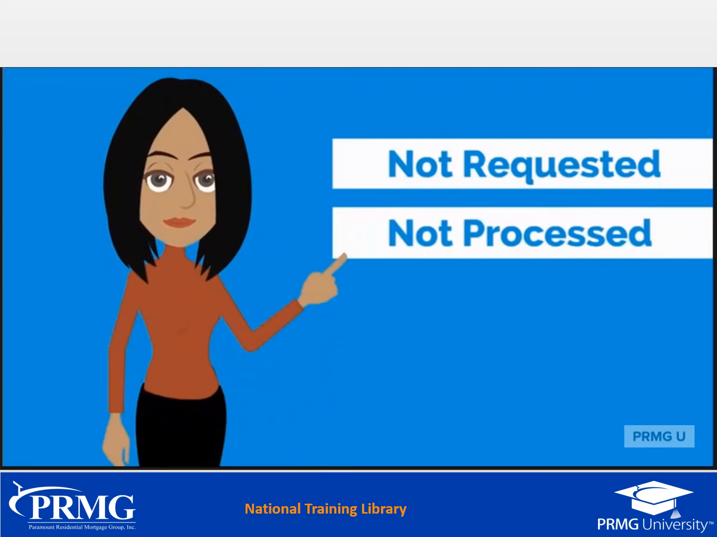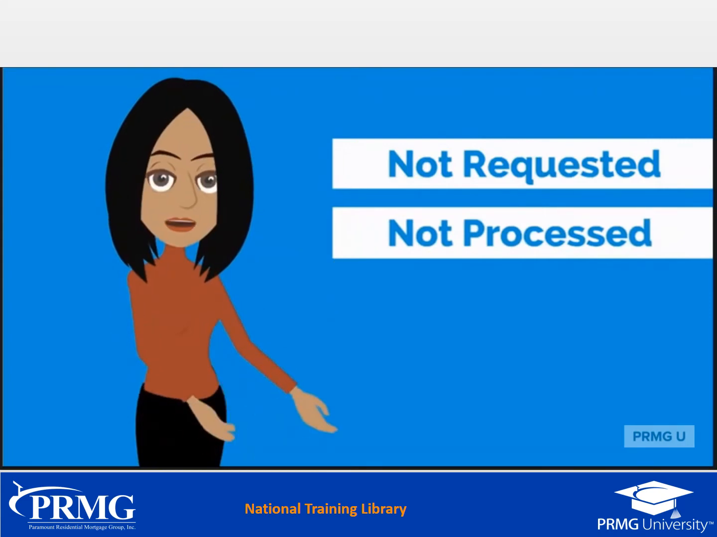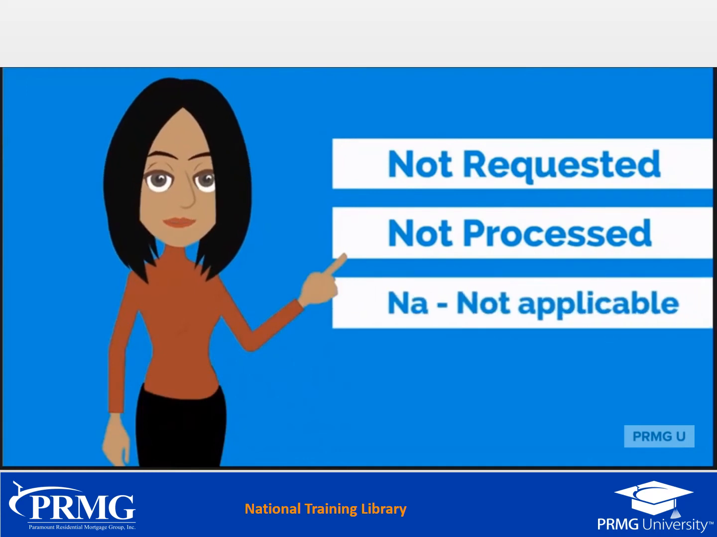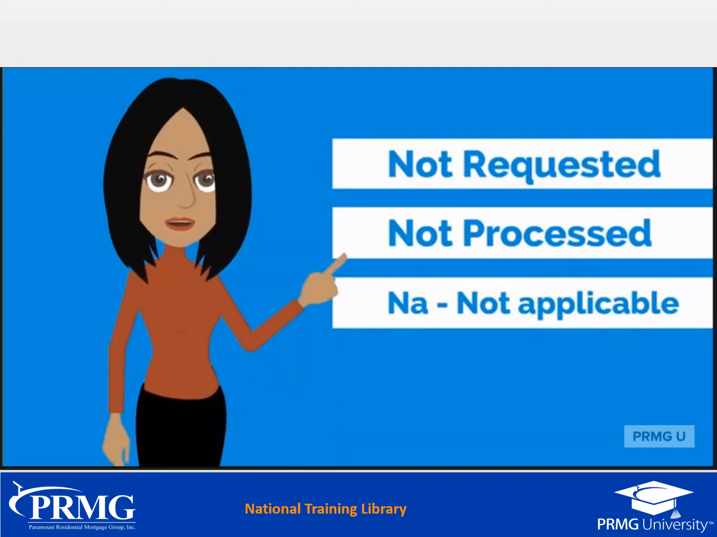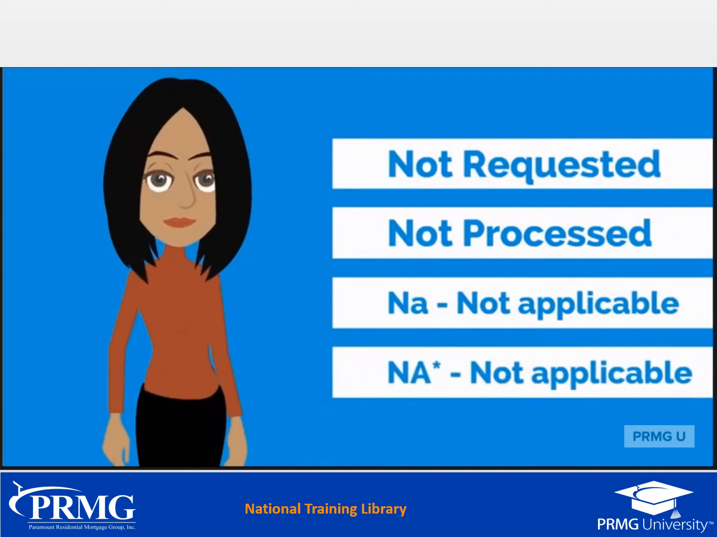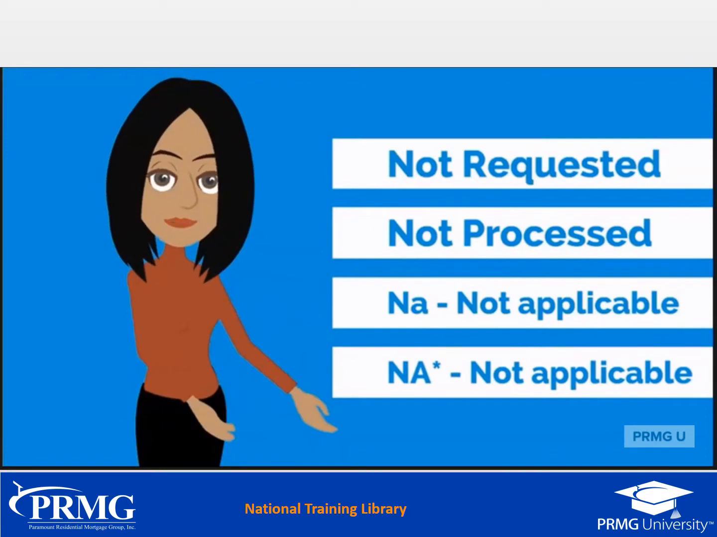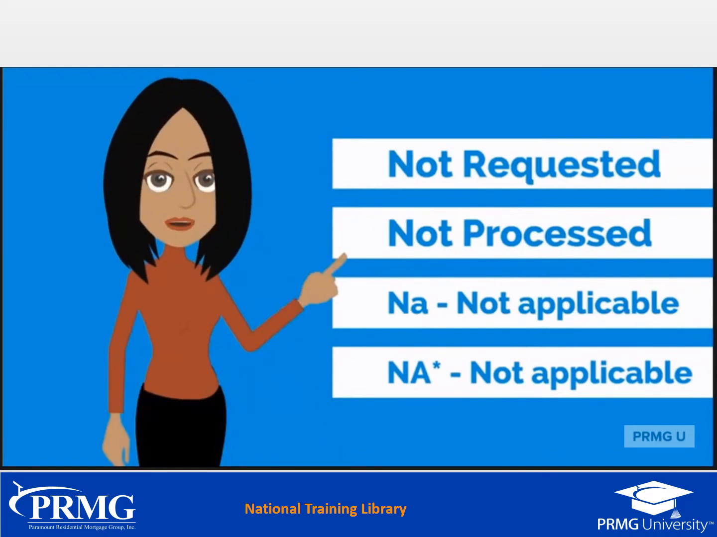Not processed, meaning the transaction is not applicable. For example, high cost doesn't apply to investment property types. We also have not applicable lowercase, usually pertaining to ATR QM transactions, or not applicable starred, a review that is not applicable based on specific details.